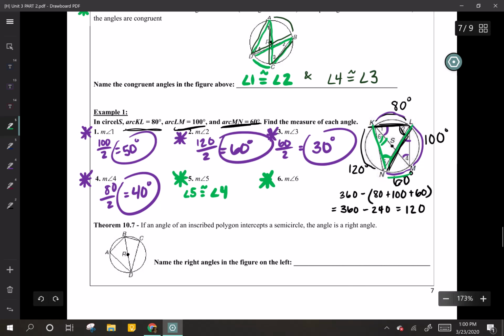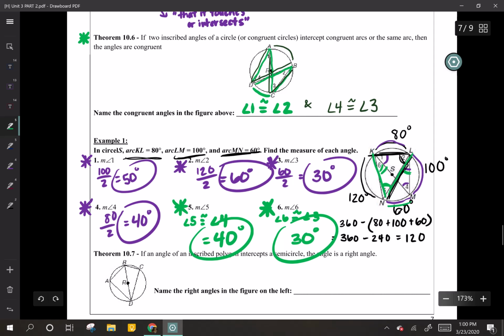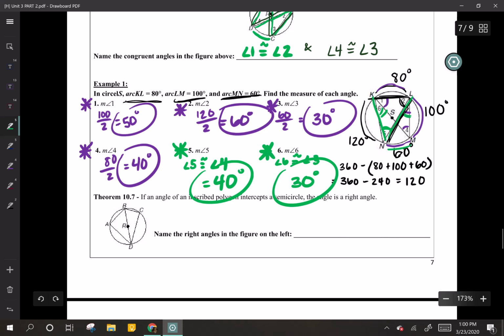intercepts arc NM. So does angle, I think that was angle 3 over here. So angle 6 is congruent to angle 3. So our answers here would be 40 degrees, and here is 30 degrees. Okay, so that is the inscribed angle theorem and theorem 10.6.